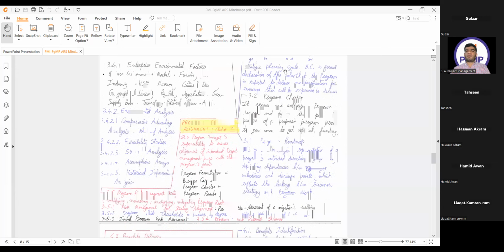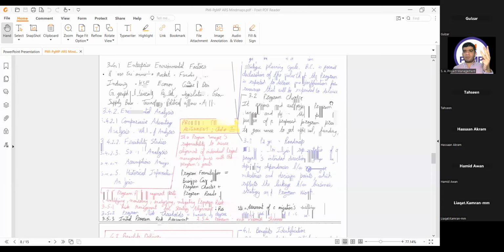Okay, so the first document that we make is the program business case. What is a business case? Organization's vision and mission as input to the strategic planning cycle. Business case is a formal declaration of the value that the program is expected to deliver and justification for the resources that will be expended to deliver it. So we set the 5 or 6 key points for business case. One was justification. Then we had cost benefit analysis.